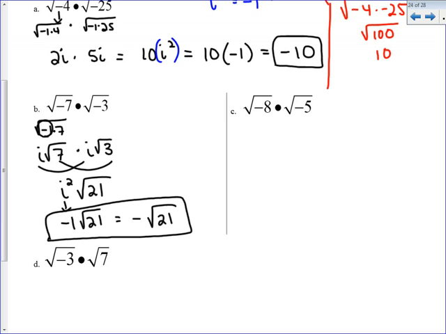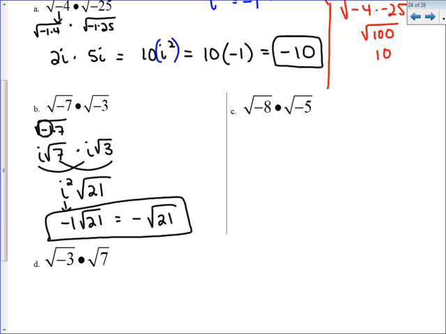So C, we want to multiply that. Now, what I suggest for these problems is that you start by just taking your imaginary units out so you can apply the product rule to the rest of the problem. So if I just want to get the imaginary unit out, how might I rewrite the square root of -8?